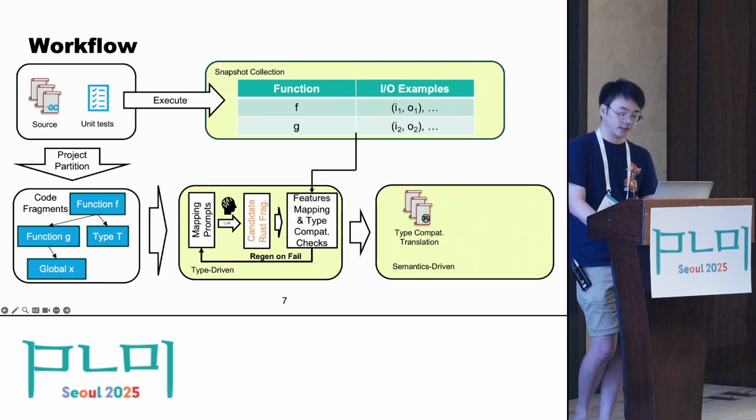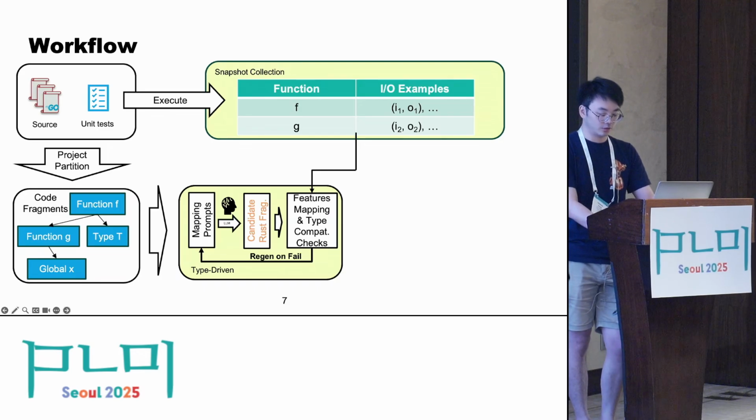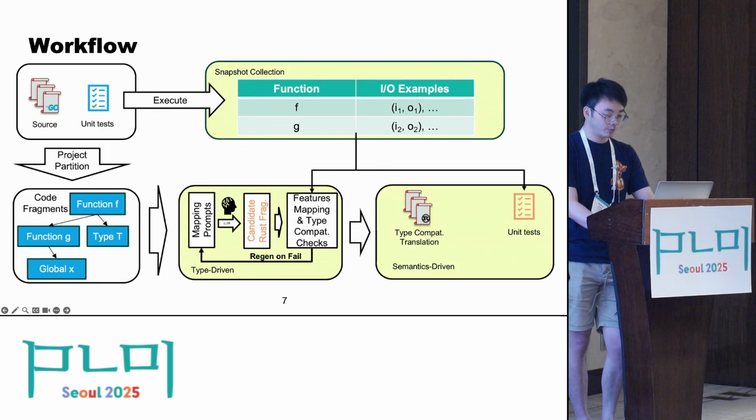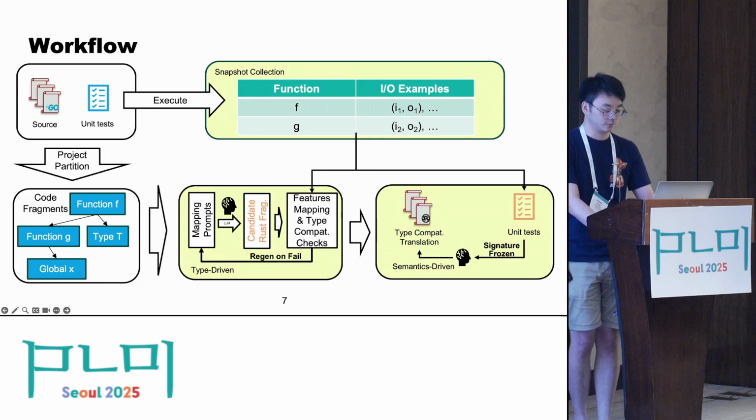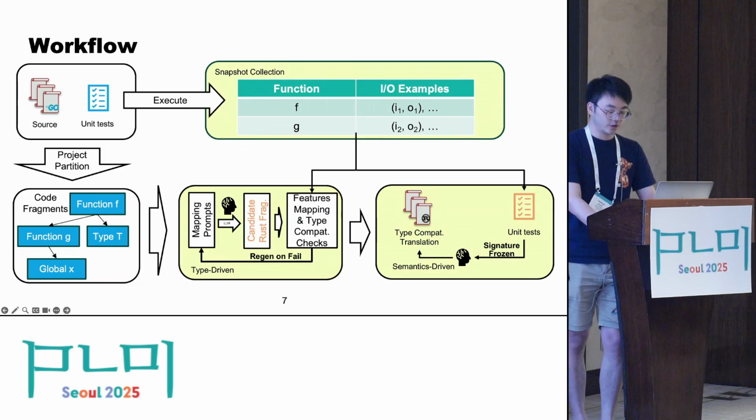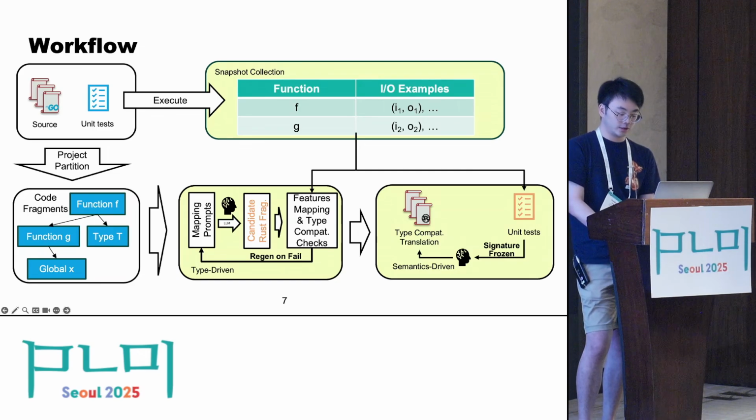After the type-driven phase, we obtain a type-compatible project translation, and we apply an additional semantic-driven refinement phase. We run the oracle constructed for all functions. If any of the tests fail, we requery for a new translation with the signature frozen. Again, we set a budget to prevent infinite loops. After all functions are refined, we combine all the code fragments into an entire project as the translation of the original project.